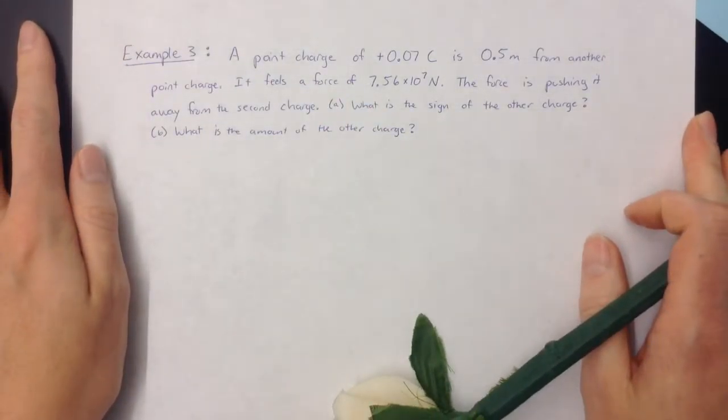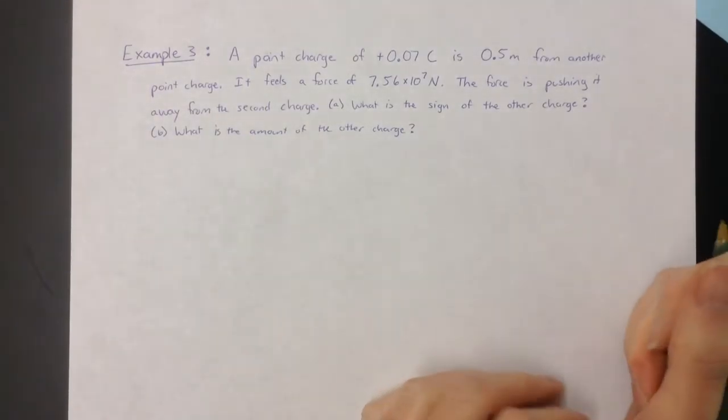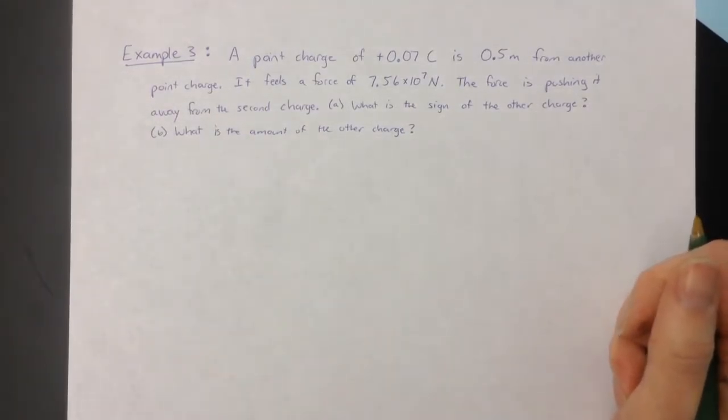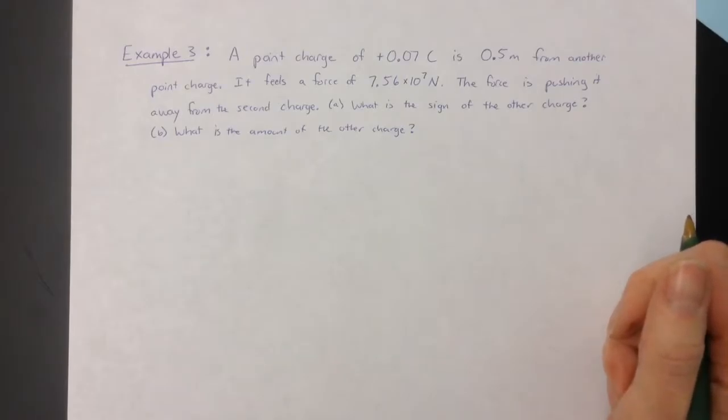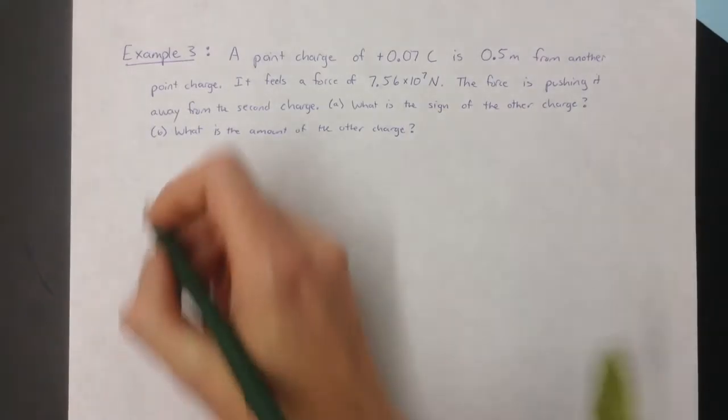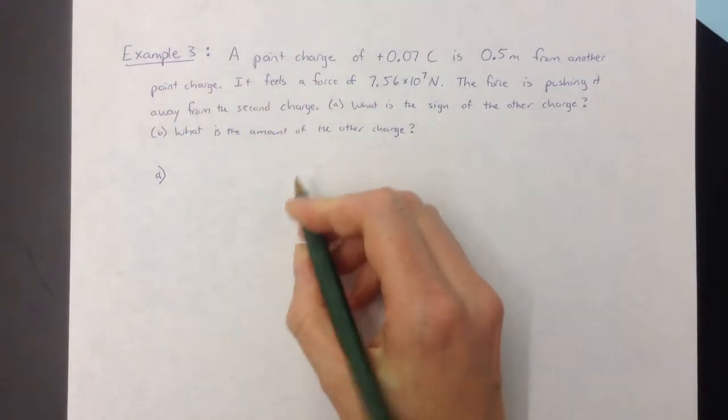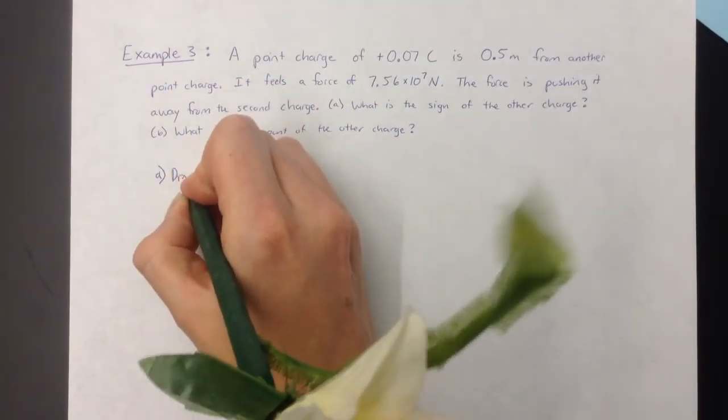A point charge of positive 0.07 coulombs is 0.5 meters from another point charge. It feels a force of 7.56 times 10 to the 7th newtons. The force is pushing it away from the second charge. A, what is the sign of the other charge? And B, what is the amount of the other charge? So to answer question A, let's draw a picture.